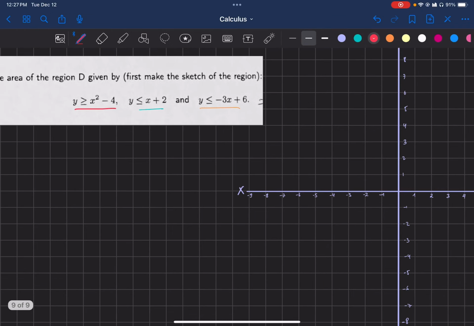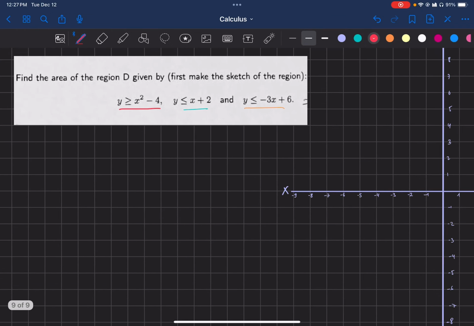This is a beautiful day again. I'm going to find the solution to this question. So my question here is to find the area of a region D given by these different lines and curves.